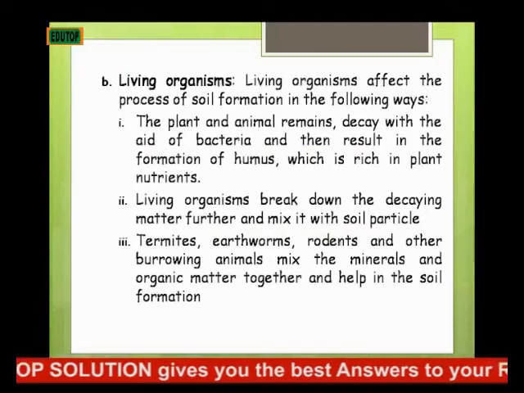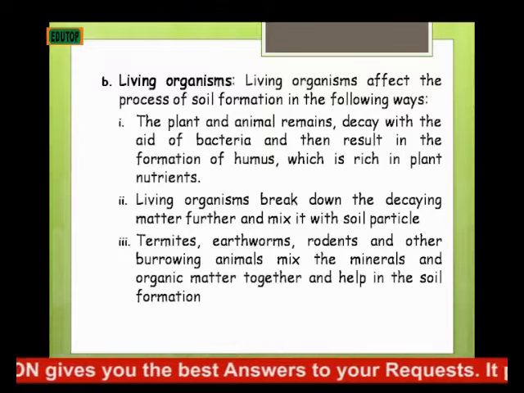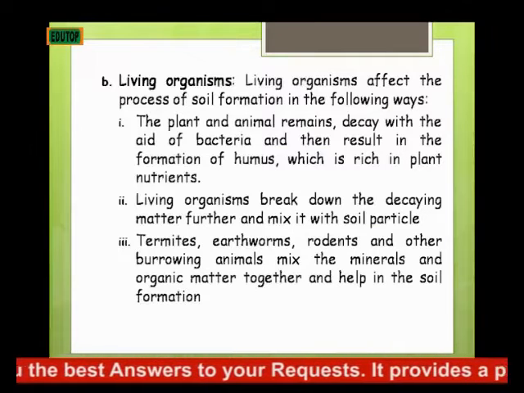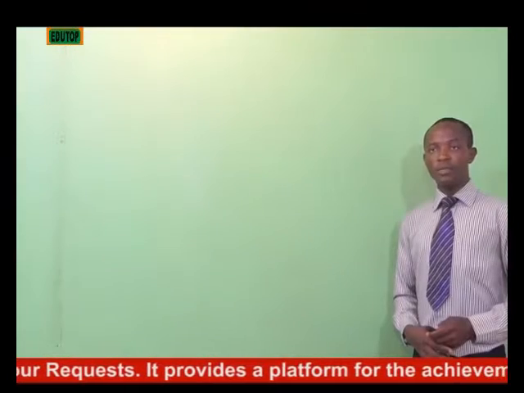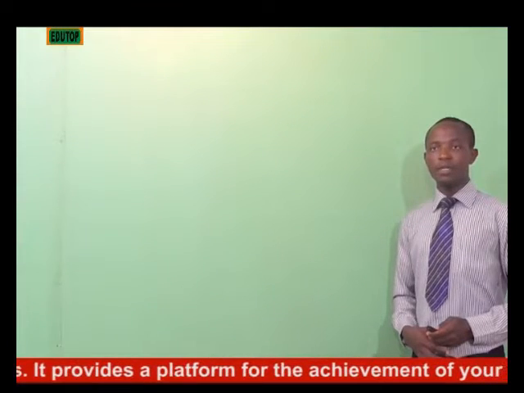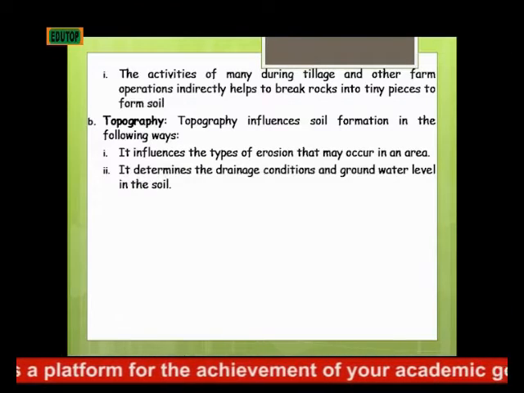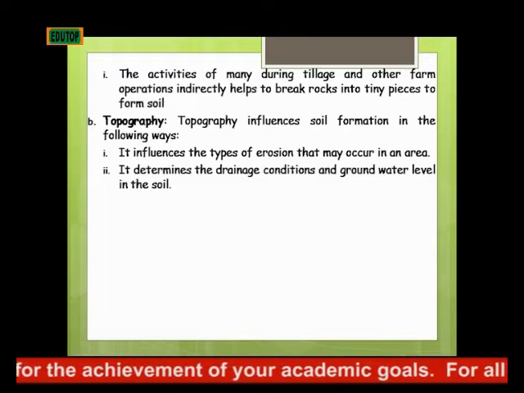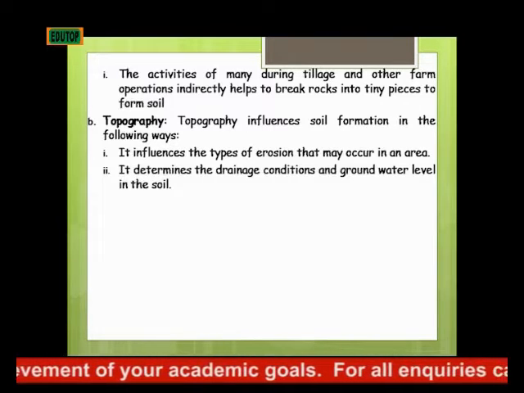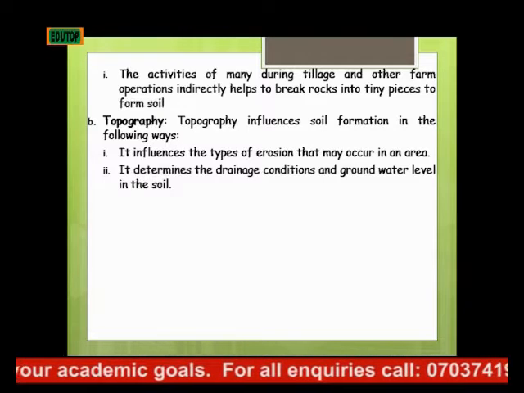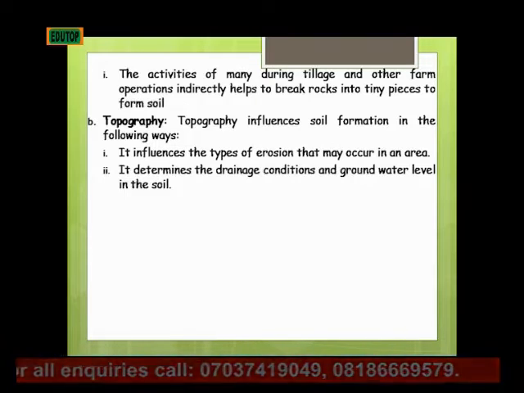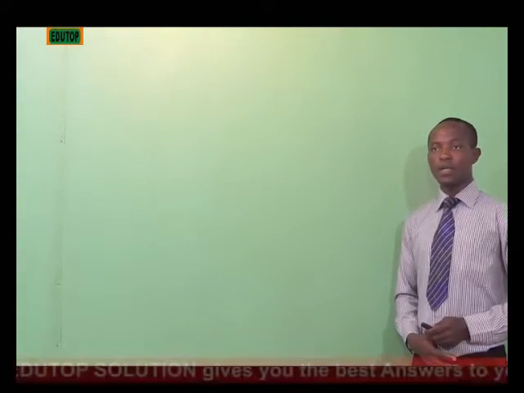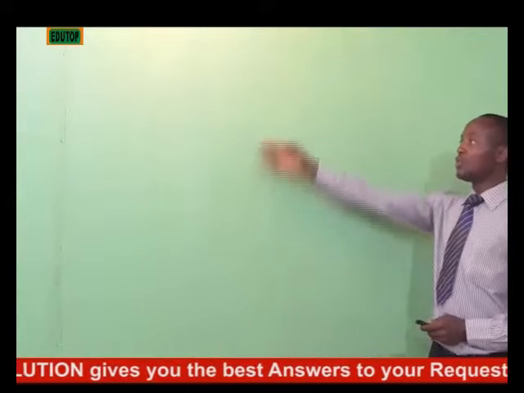Then the third way is that termites, earthworms, rodents and other burrowing animals mix the minerals and organic matter together and help in soil formation. And the last way that living organisms aid soil formation is that the activities of many human beings during tillage and other farm operations indirectly help to break down rocks into tiny pieces to form soil. Now we'll be looking at the fourth factor that influences soil formation, which is topography.